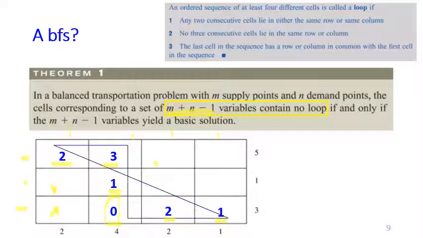Okay, and then it does not contain a loop, and then we can check. You can see that these basic variables do not contain a loop, because for example here you have 3 consecutive cells, so it violates the second requirement to become a loop. So this is not a loop. Okay, so these two requirements are fulfilled. We have m plus n minus 1 basic variables, and those basic variables contain no loop. So this is a BFS.